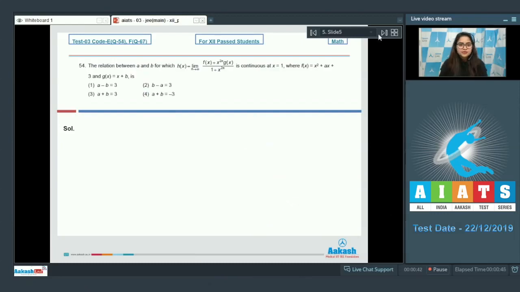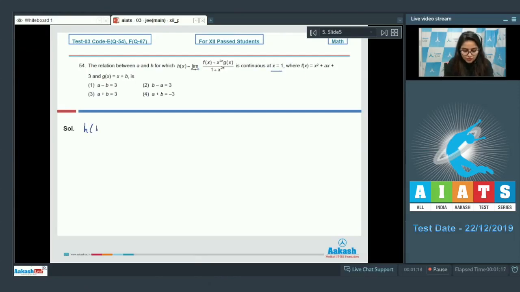Question number 54. The relation between a and b for which h of x is equal to limit n tending to infinite of f of x plus x to the power 2n g of x divided by 1 plus x to the power 2n is continuous at x equal to 1, where f of x is equal to x square plus ax plus 3 and g of x is equal to x plus b, is. So the question is saying the function h of x is continuous at x equal to 1.